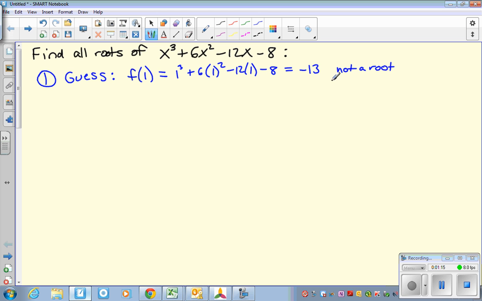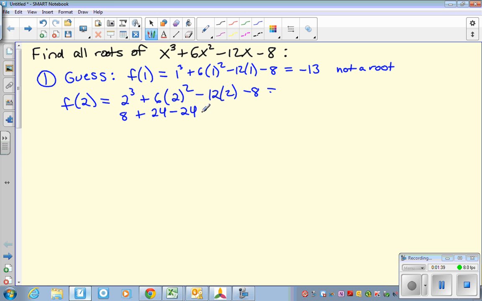So just guess again. I'll guess 2. So if I plug in 2, I'm going to get 2 cubed plus 6 times 2 squared minus 12 times 2 minus 8. This comes out to be 8 plus 24 minus 24 minus 8. And so that actually does end up being 0. So what that means is that 2 is a root, and x minus 2 is a factor.